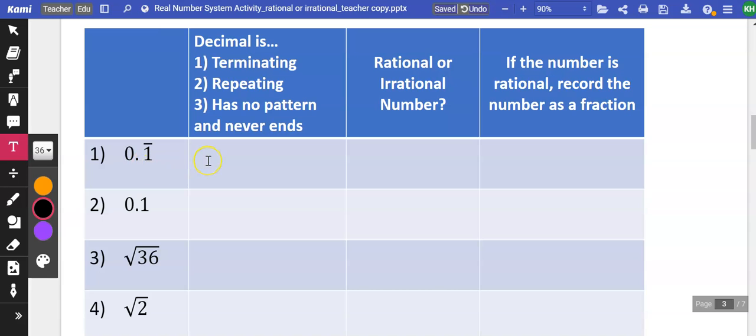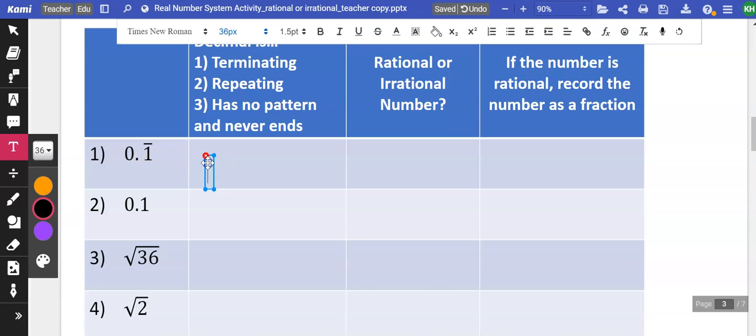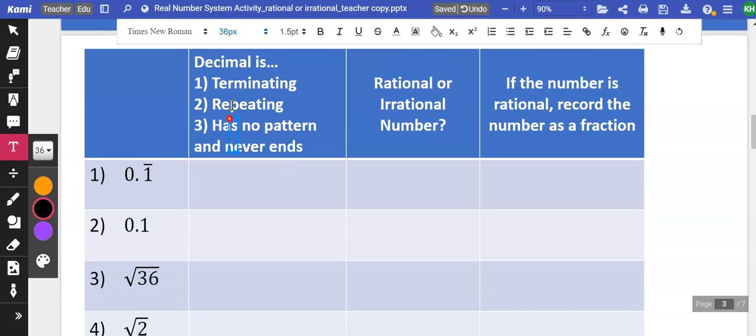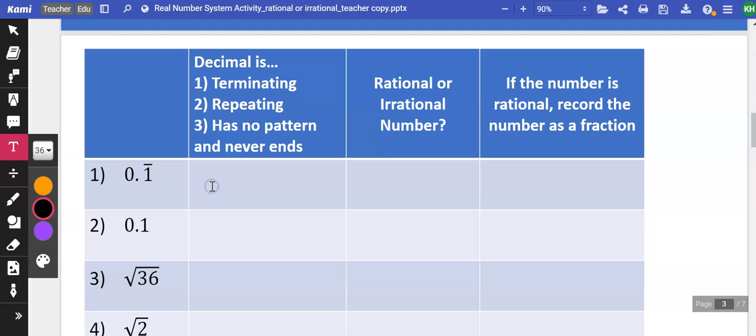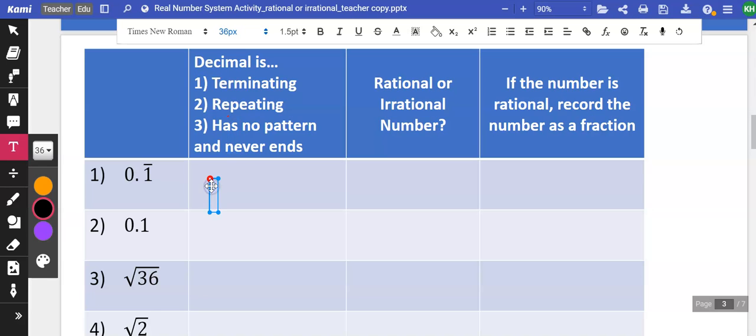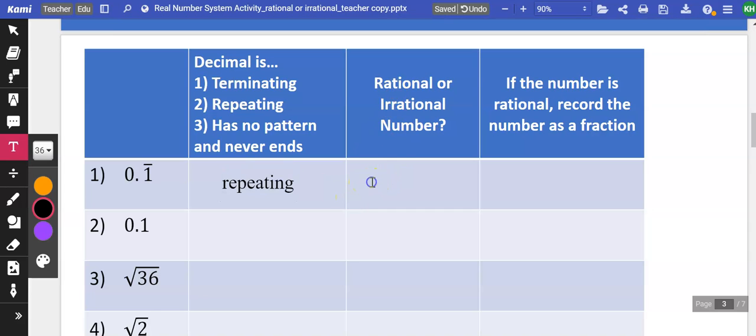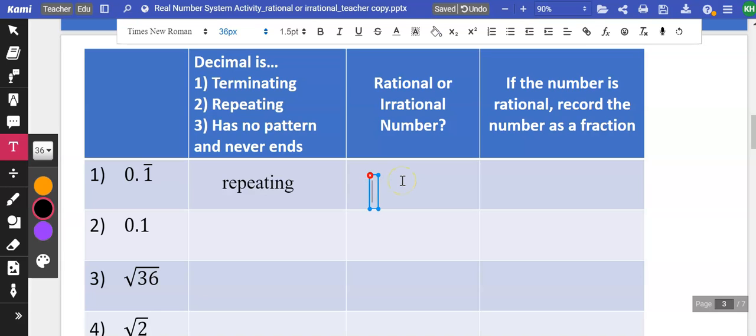0.1 repeating, so that's 0.11111. And we're asked first, in the first column, whether the decimal is terminating, repeating, or has no pattern. Well, we would say that this has a repeating pattern. It's a repeating decimal because the decimal goes on forever and there's a repeating pattern. Next, we determine if this number is rational or irrational. Well, every repeating decimal is a rational number because repeating decimals can be changed to fractions.